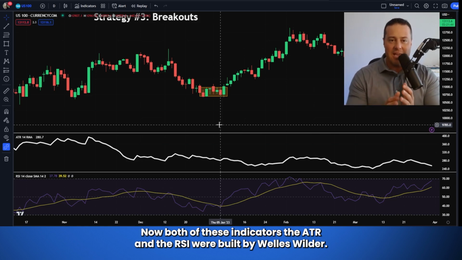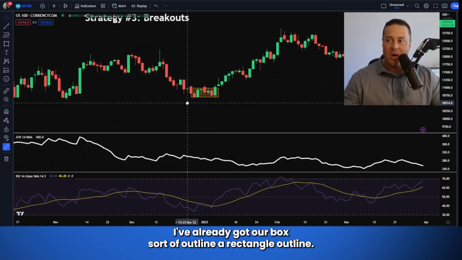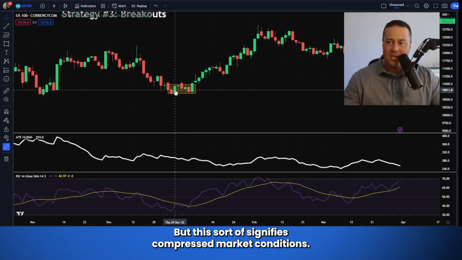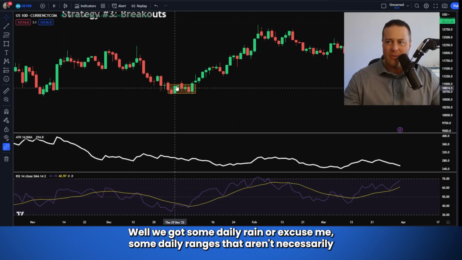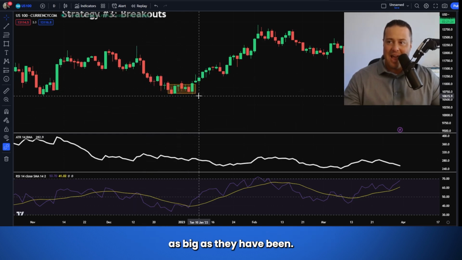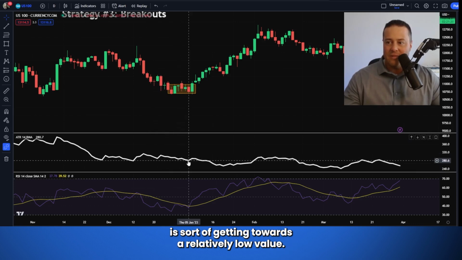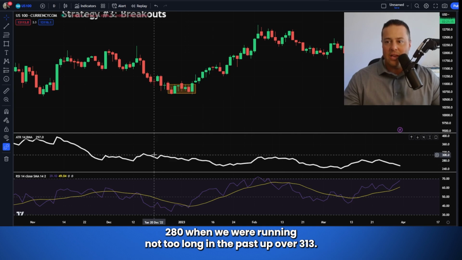Now, both of these indicators, the ATR and the RSI, were built by Welles Wilder. So they really do go together in a lot of different ways conceptually. Now you can see right here, I've already got our box outlined, our rectangle outline, but this signifies compressed market conditions. And what else do we have? Well, we've got some daily ranges that aren't necessarily as big as they have been. And you'll notice that this ATR accordingly is getting towards a relatively low value. Somewhere down in here, you're looking at an ATR of right around 280 when we were running not too long in the past up over 313.